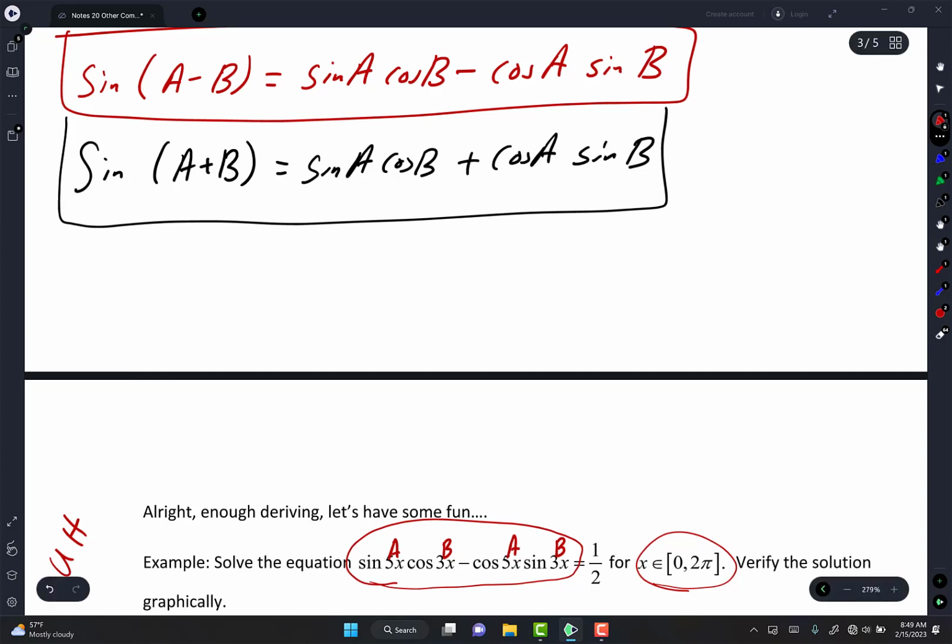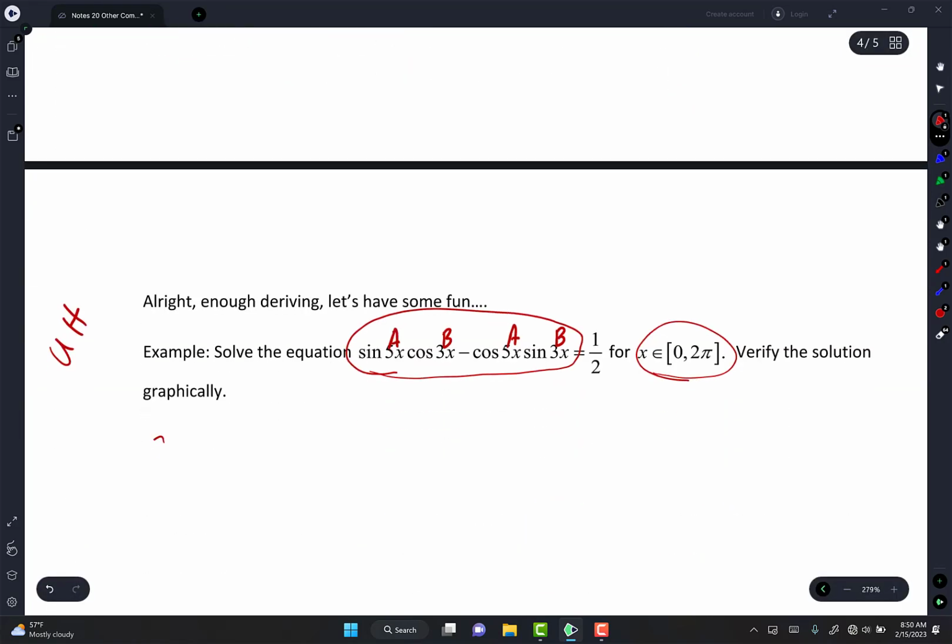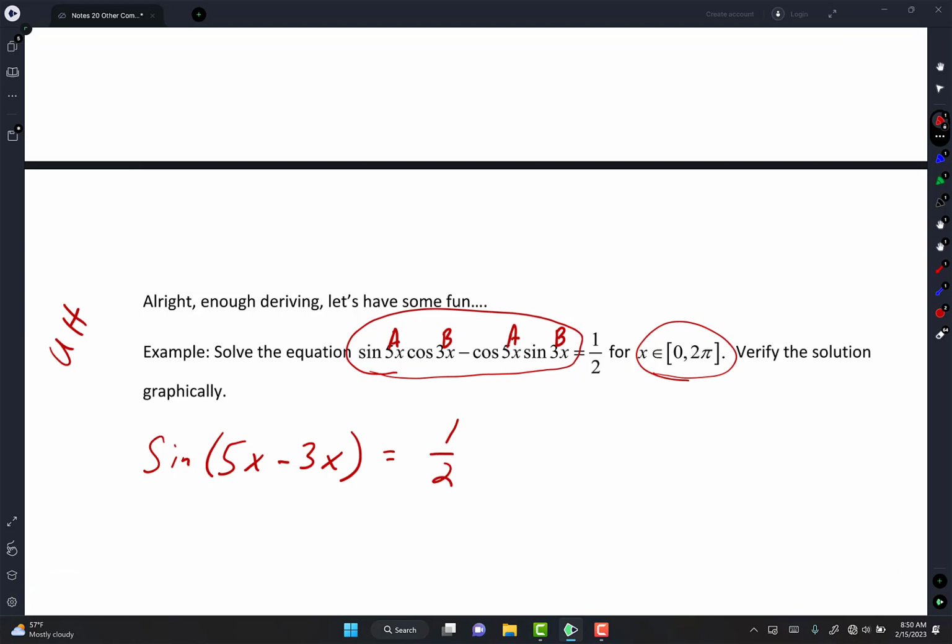So then, look, all that reduces to one sine, A minus B. So I'm going to go sine, and then the A is 5x, and then the B is 3x. And all that equals a half. Can you at least do that? Can we do that, guys?